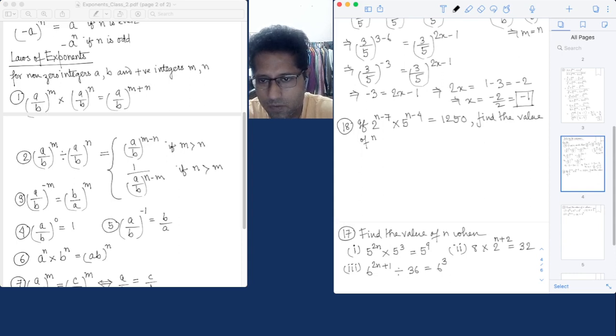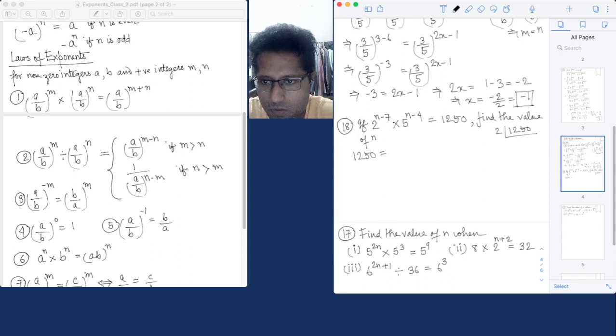On the right hand side we are given a fixed number, that is 1250. Somehow we have to convert the number 1250 as a product of two exponents where one exponent will have base 2 and another exponent will have base 5. We have to convert 1250 into the form given on the left hand side. Now 1250, let's see how we can break this down. 1250 equals, let's factorize 1250.